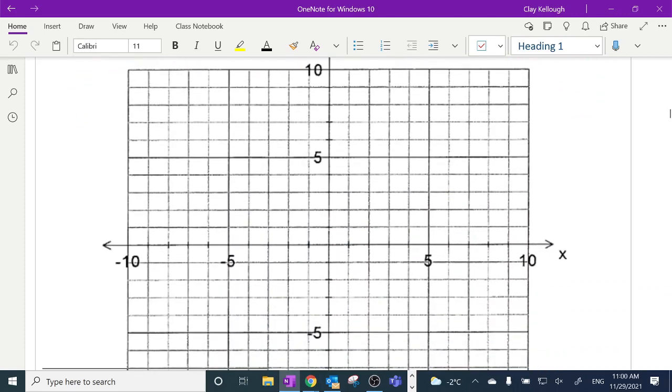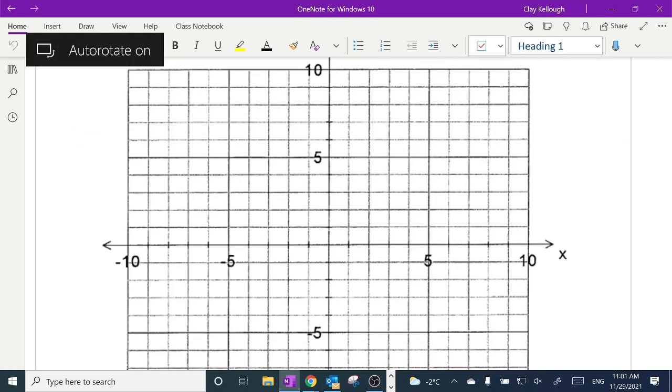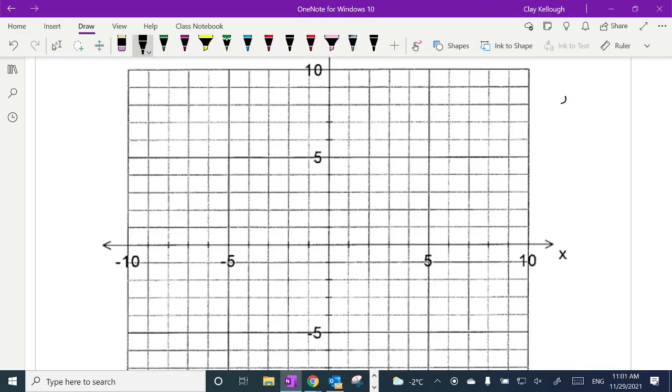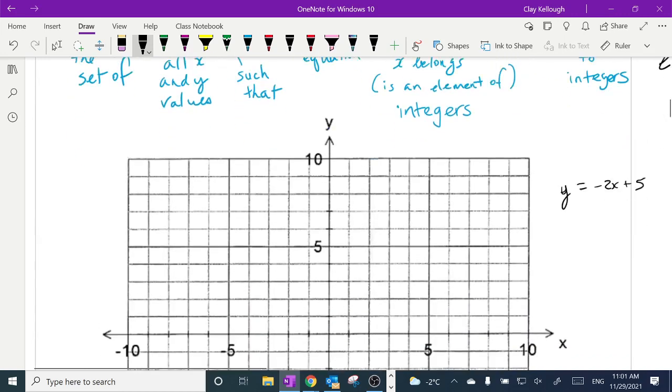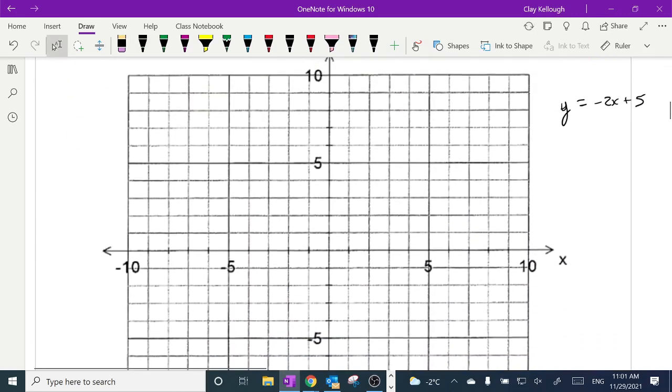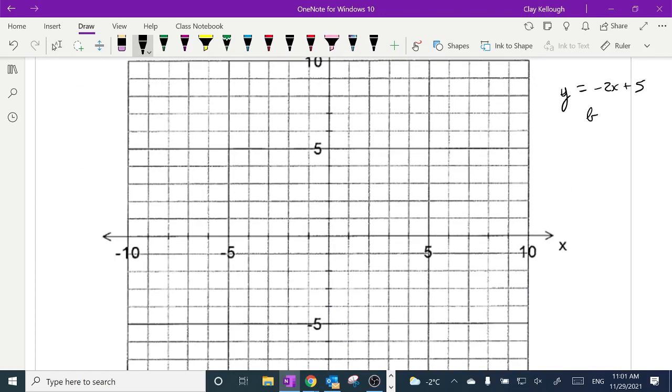So remember, let's refresh memory on how that works. We're graphing the line y equals negative 2x plus 5. Let me just check to make sure. Yep, negative 2x plus 5. So remember that 5 is the y-intercept. So that means at the y-intercept of 5, you can put a dot.